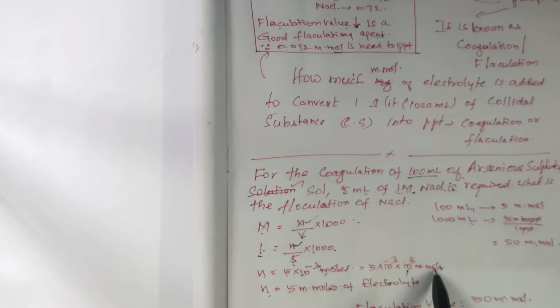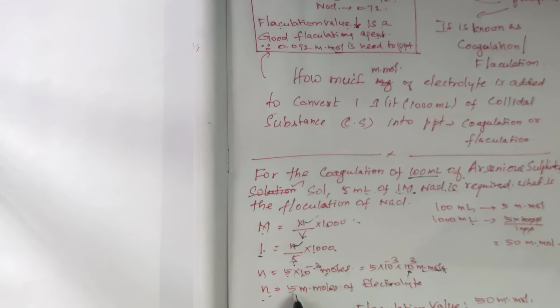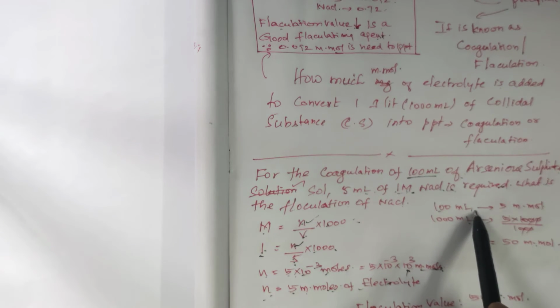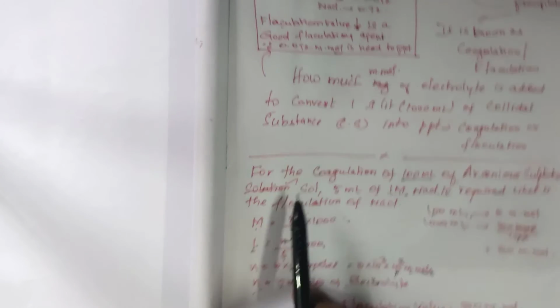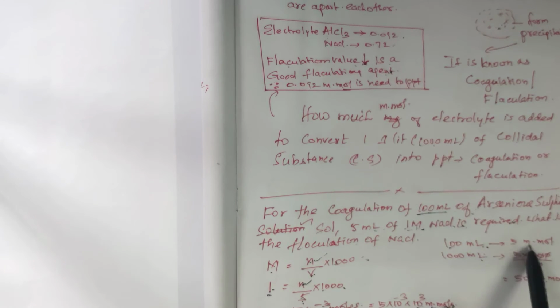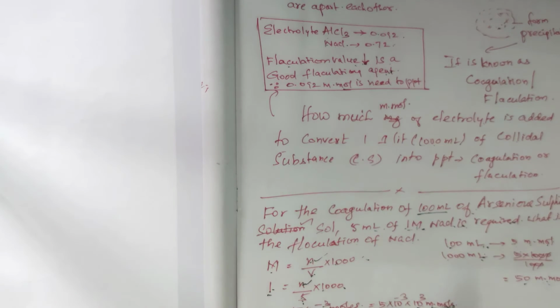It can be converted into millimoles because the electrolyte is a very small amount. Therefore it can be multiplied by 1000. Therefore n equals 5 millimoles of electrolyte. So 5 millimoles of electrolyte can precipitate 100 ml of arsenious sulfide. But what is the coagulation value? It has to be converted to 1000 ml. Therefore, 100 ml needs 5 millimoles and 1000 ml needs 50 millimoles.